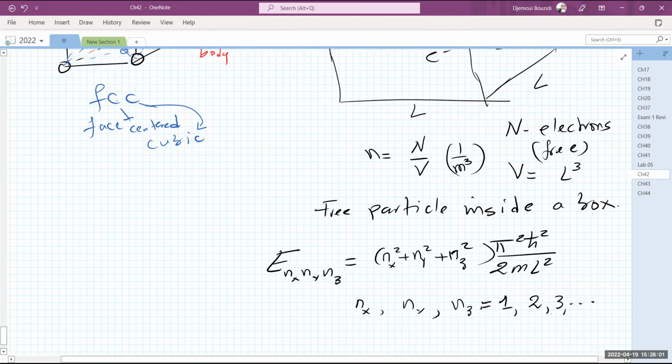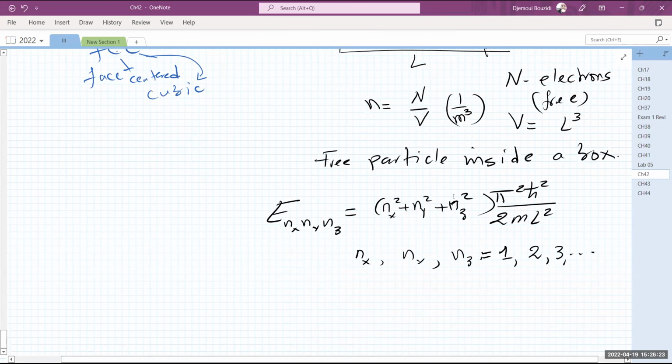None of them can be equal to 0, because if any one of them is equal to 0, the wave function has a sine of nx, or a sine of ny, or a sine of nz in it, and that will vanish. And if it does vanish, that means I don't have electrons. End of the story. I have none, and I know I have some, regardless of the material. So the quantum numbers are in such a way that none of them is equal to 0.